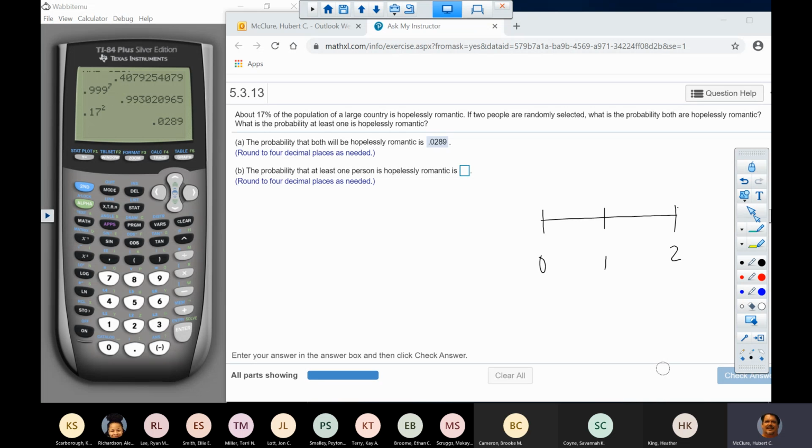All right, so it says right here, if 2 people were randomly selected, when we did that one, what is the probability of this one and this one? So what is the probability that at least one? What does at least one mean? Somebody tell me what at least one means. At least one. What does that mean?